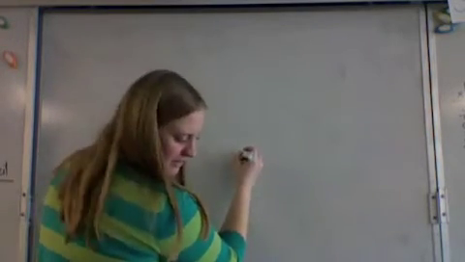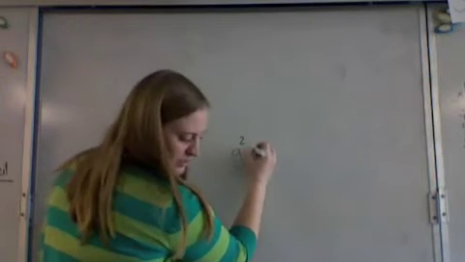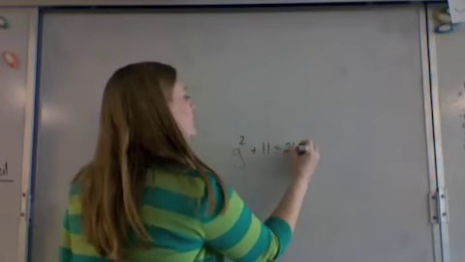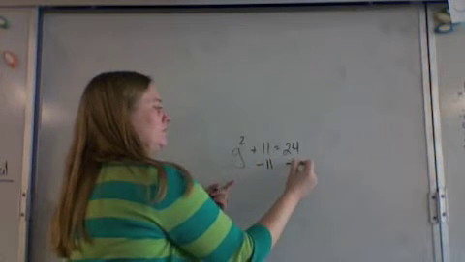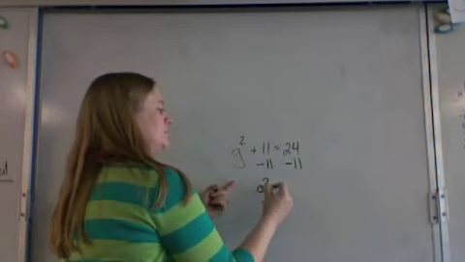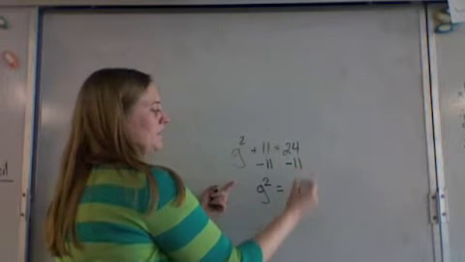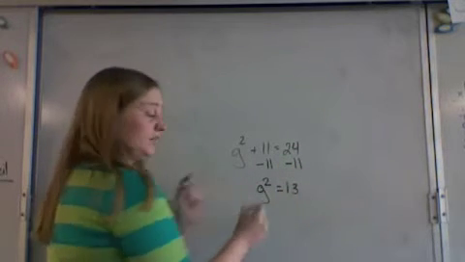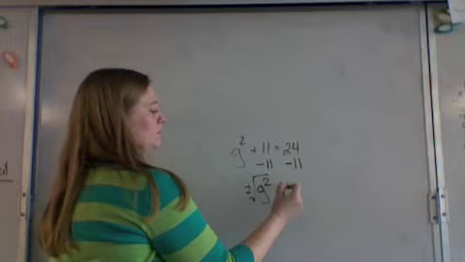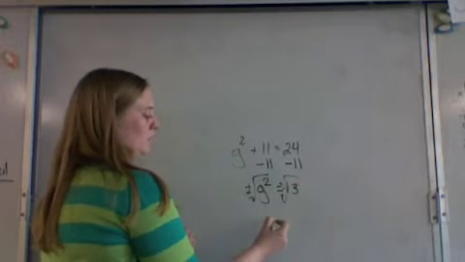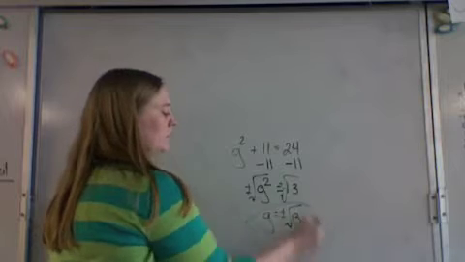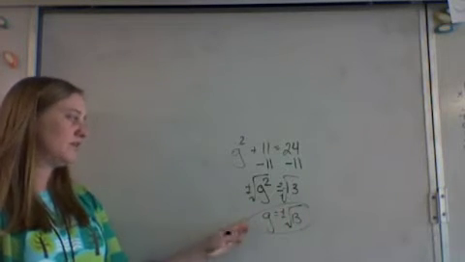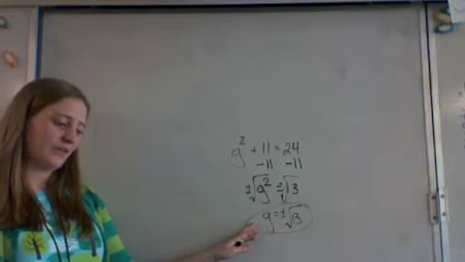Here's another one that it might look like. g squared plus 11 equals 24. Okay, same thing. We're going to subtract 11 on both sides. g squared equals 24 minus 11 is 13. Take the plus or minus square root on both sides. You end up with g equals plus or minus rad 13. And it's not simplified. You can't simplify this, so this is our final answer. Okay.